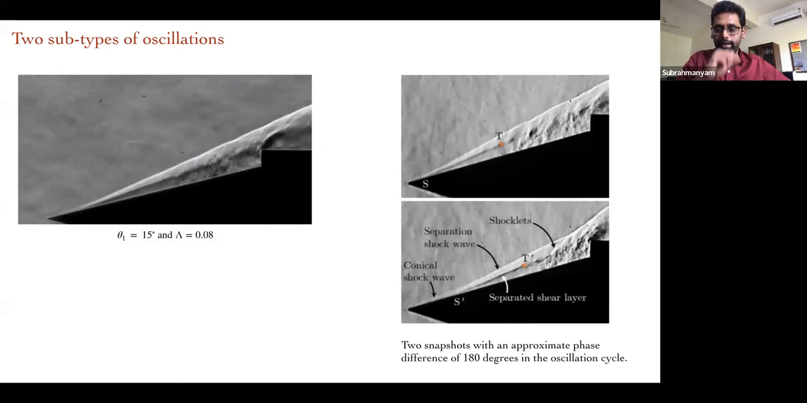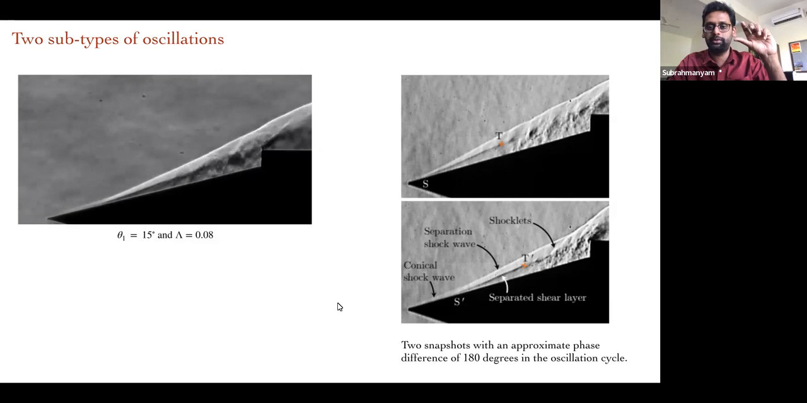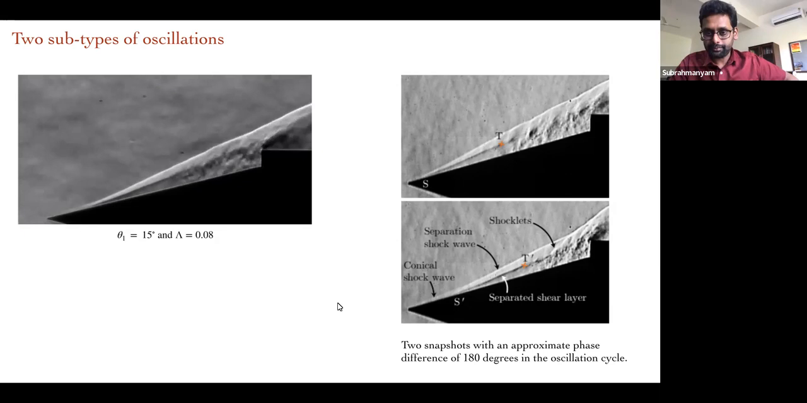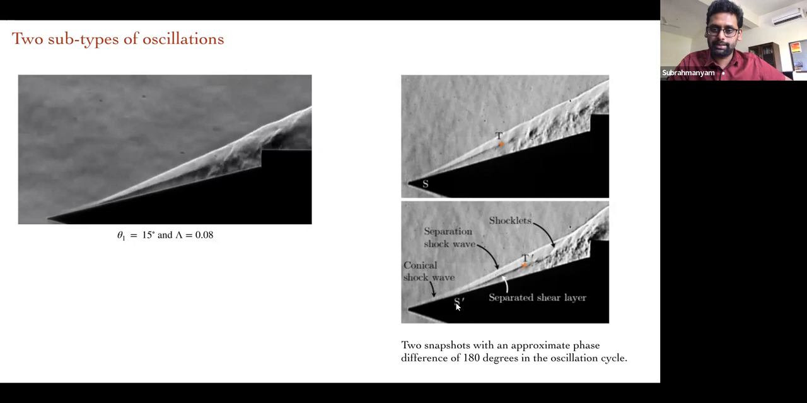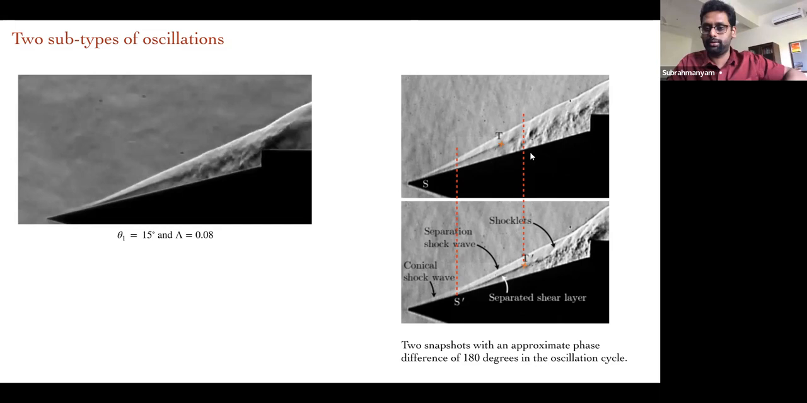To make that easier to see, what I show here on the right are two still images at different phases in the oscillation cycle, where the phase difference between the two images is roughly 180 degrees. So they are roughly out of phase. The separation point in the top image is marked as S, and in the bottom image it's S dash. And this location where the shear layer instability sets in is marked as T here and T dash in the bottom image. Here are two reference lines to help you see the difference. You can see that S has this significant excursion length between these two images. And similarly, T also moves downstream as you go to the other half of the cycle.